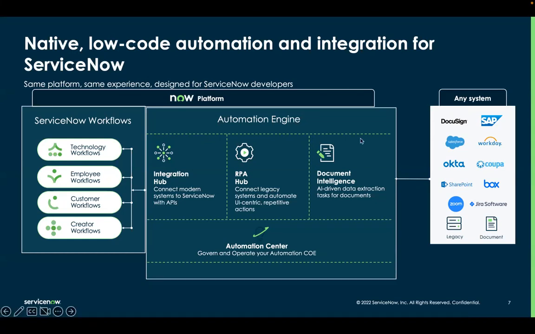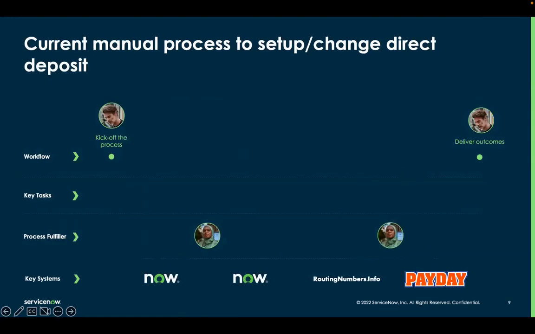And this is Automation Engine. All those components, Integration Hub, RPA Hub, DocIntel, and Automation Center will be shown in that demonstration. The process we're using as an example is a direct deposit setup.